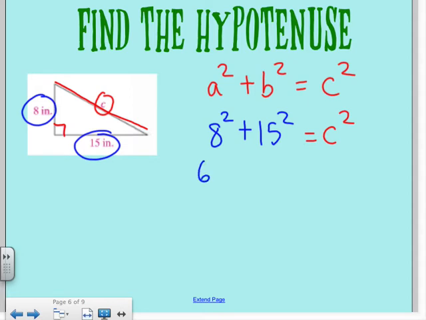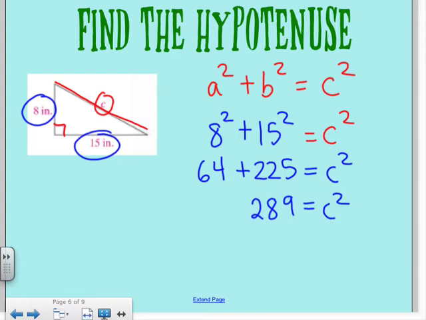And then you're going to go ahead and square them. So 8 squared is 64. 15 squared is 225. So that equals C squared, okay? Then you're going to add them up. And you get 289 equals C squared. Now, careful. Some people accidentally say that this hypotenuse is 289, but it's not. The hypotenuse squared is 289.